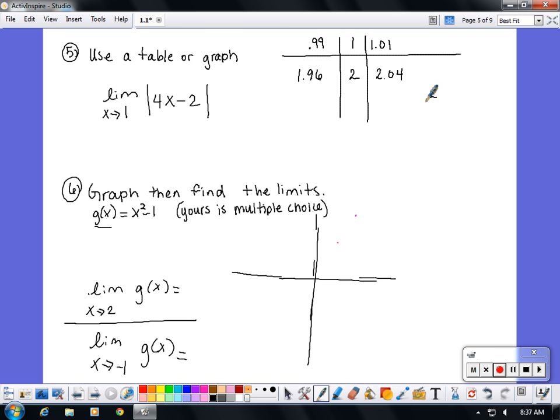So coming in from the right side, it looks like you're approaching 2. Coming in from the left side, it looks like you're approaching 2. And if you plug in the exact number 1, it definitely looks like you hit the number 2.